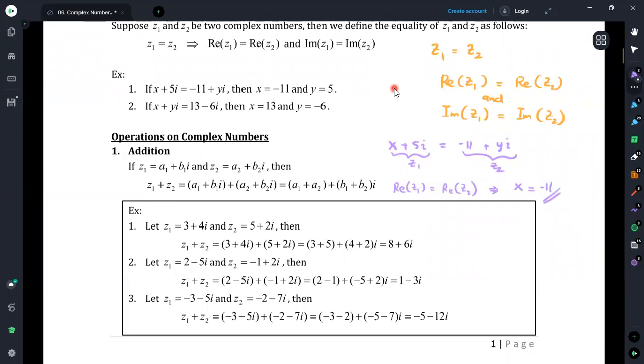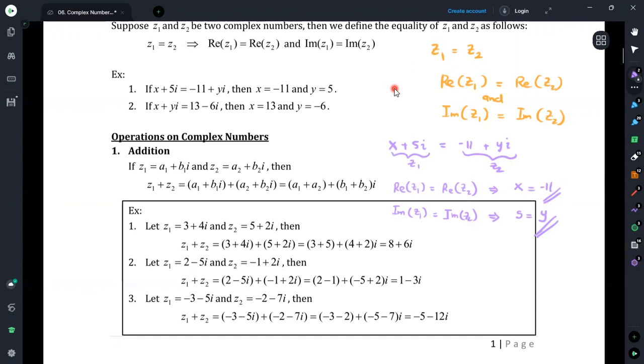Then we need to find the value of y as well. To find y, we can equate the imaginary parts of Z1 and Z2 separately. It is because it is given that the two complex numbers are equal. Therefore, the imaginary part of Z1 is 5, and the imaginary part of Z2 is y. That's how we get y equals 5.